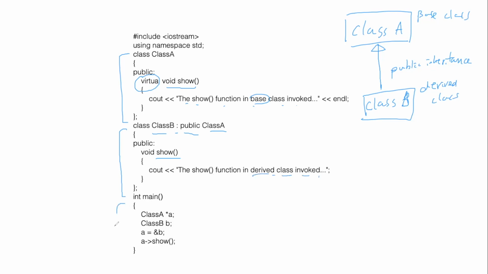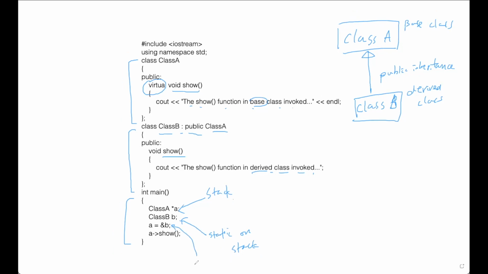Now let's look at the driver, the entry point main function. We create a pointer to A. We then instantiate an object B pointing to class B. So this is statically declared on the stack. So it's this one. Your pointer A sits on the stack. What we're doing next is we assign A equals to the address of B. This means the memory address of B is stored in A.